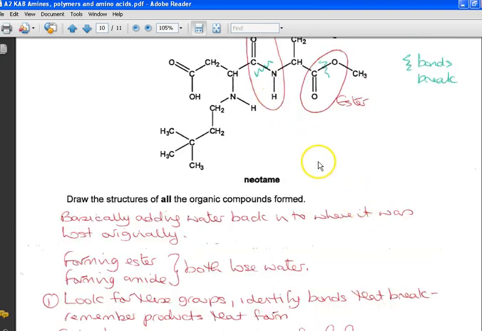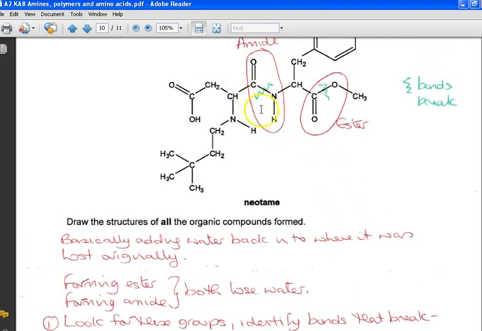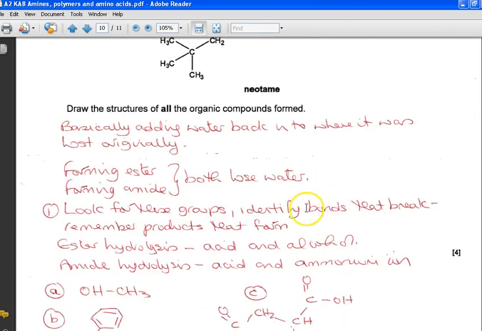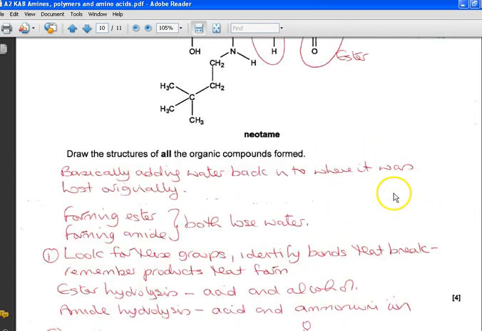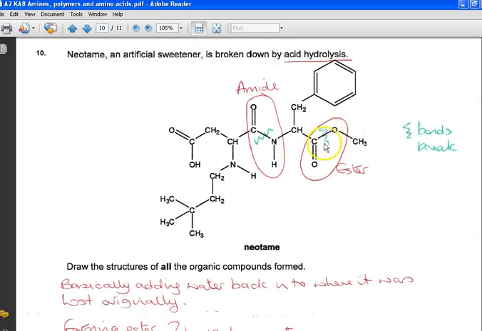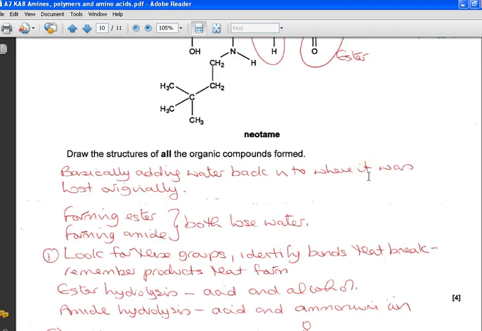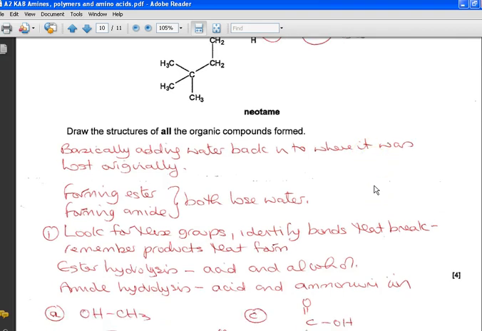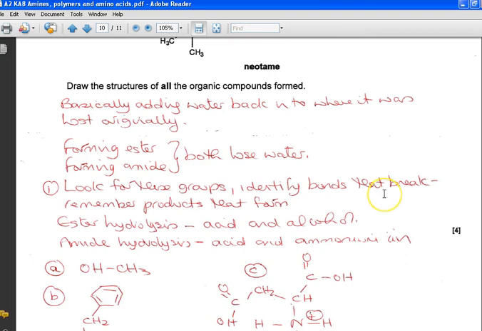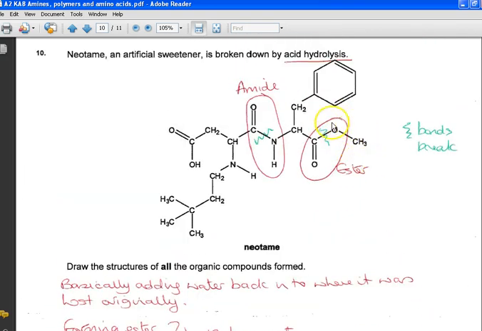And the same for your amide. When you form your amide, you lose water, so we've just got to stick it back in. So you're looking for those groups. First of all, identify them. So where would it break? I've put this line here just to show you where the bonds would break. If we hydrolyze a polyester, then we end up with an alcohol and an acid. In ester hydrolysis and amide hydrolysis, we end up with an acid and an ammonium ion. So here's our alcohol. We add an H on there, and then we add OH on here, effectively, to get the acid bit.